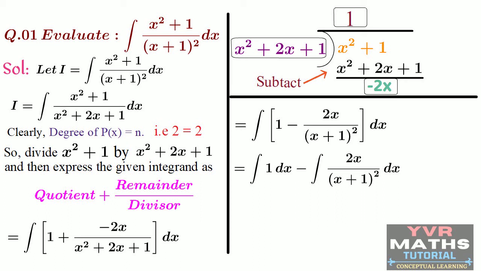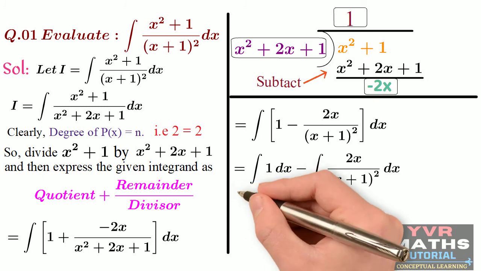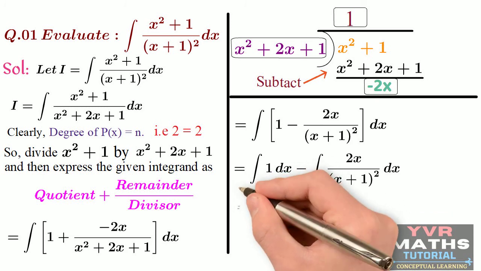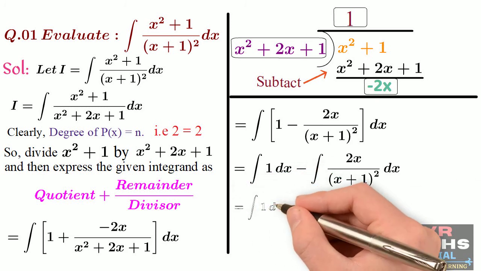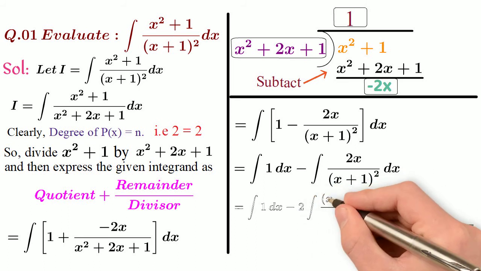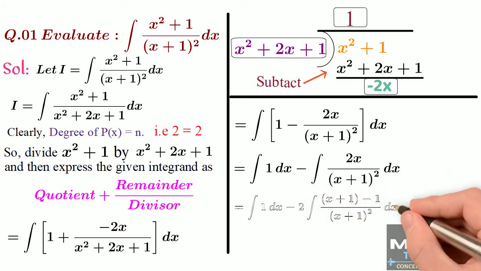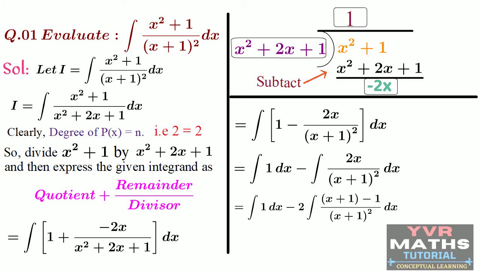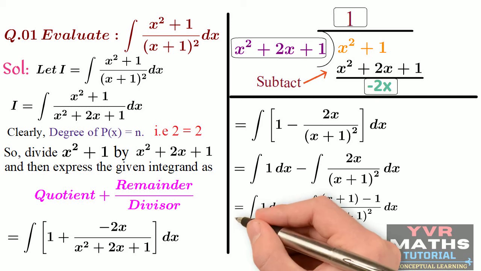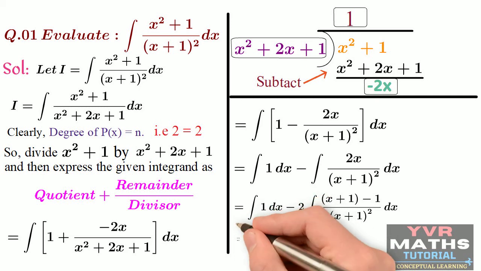Then we have only the variable x. For that x, I am going to add 1 and subtract 1. Then what we will get? See in the next step. Integral 1 dx minus 2 times of integral x plus 1 minus 1 by x plus 1 whole square dx. From the second integral, split the terms. That means divide each term of numerator with the denominator. Then what we will get? See in the next step.